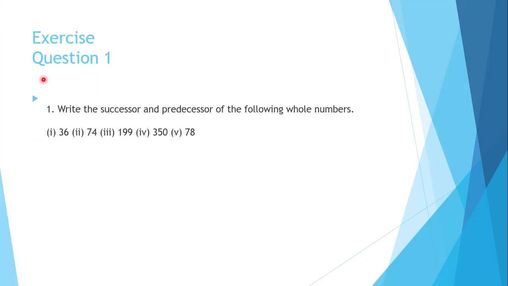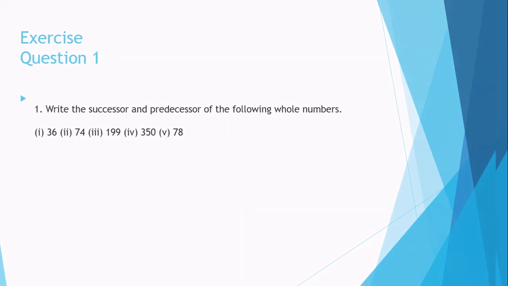Now let us discuss exercise 2.1 question number 1. In this we have to find the successor and predecessor of given whole numbers. Question number 1 is: write the successor and predecessor of the following whole numbers: 36, 74, 199, 350 and 78. I'm going to solve part 1 for you. The remaining 4 parts you will do by yourself.